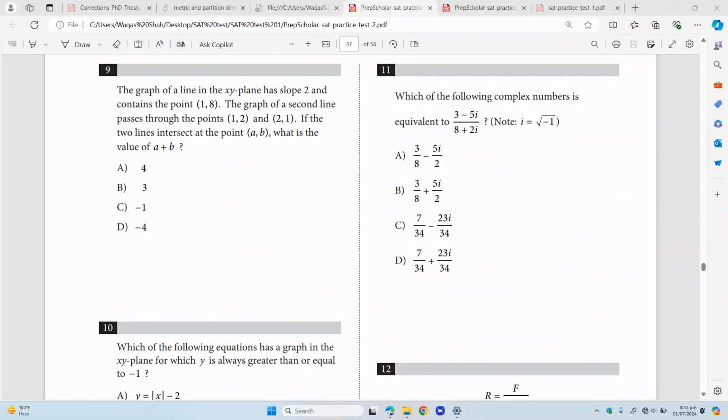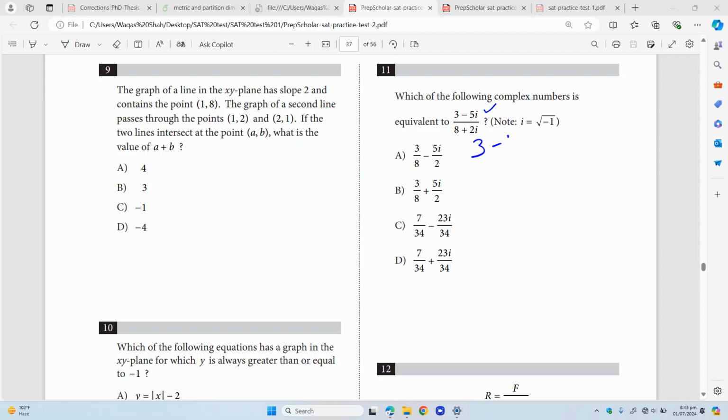Okay, so in question 11, we have been given a complex number in which we have to separate the real and imaginary parts. You can see that in this form we cannot write real and imaginary separately. So what we will do over here is make the denominator into a real number. Okay, so how can we do that? We can only do that by multiplying numerator and denominator by the conjugate of the denominator.